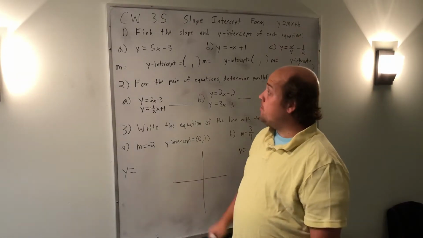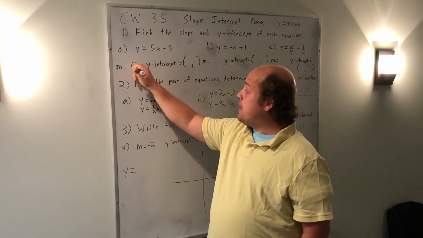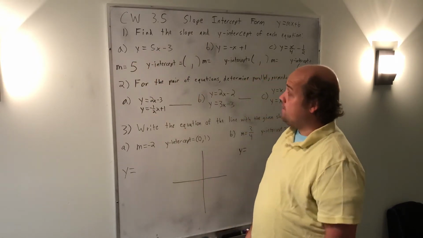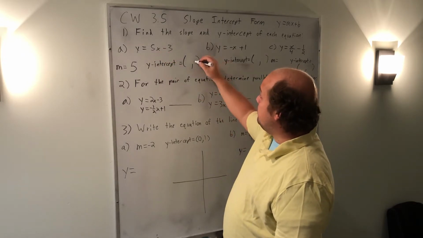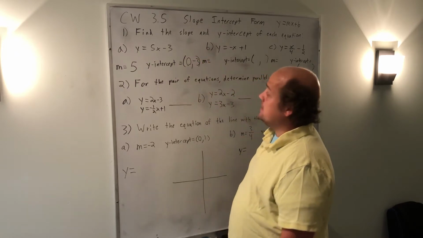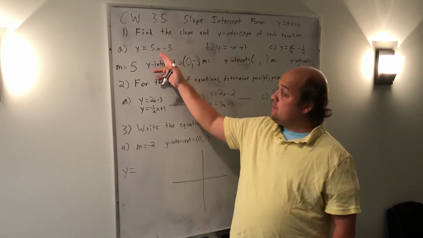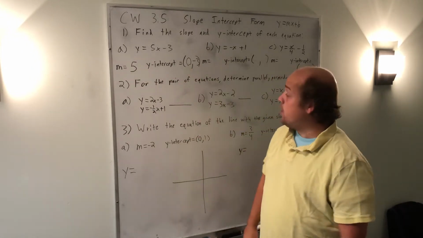For this first one, part A, I see that in front of the x term is a 5, so I'm going to pull that out as the slope, m equals 5. I see after the x term is a negative 3, so I'm going to put that in the y-coordinate of the y-intercept. The x-coordinate is always 0. So this equation of a line has a slope 5 and a y-intercept of 0, negative 3.